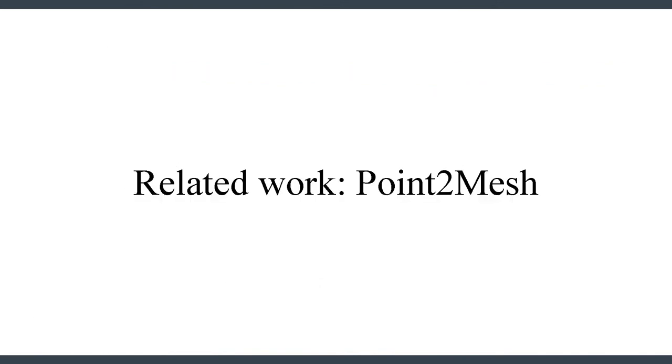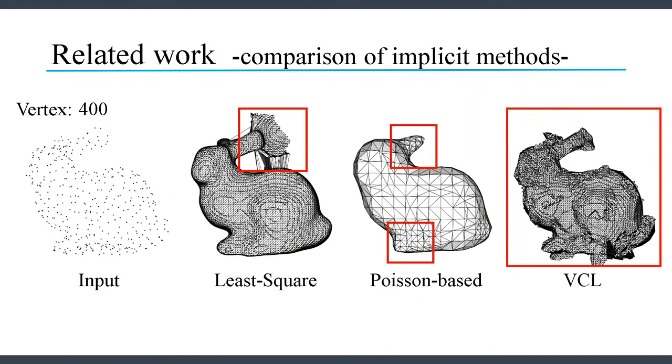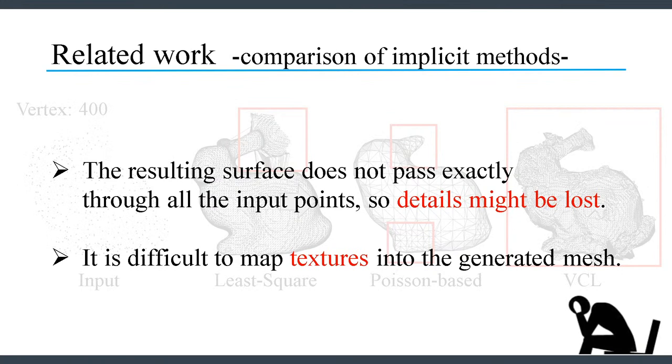At first, we investigate existing point-to-mesh methods. As you know, implicit approaches compute a scalar indicator function in the 3D space, and they can robustly create a smooth surface that approximates noisy data well. We first tried to apply an implicit method to our manual point data. However, the result has some artifacts like this. In addition, a common problem is that the resulting surface does not pass exactly through all the input points. In our case, all the points have been carefully placed, so the resulting surface is expected to pass through all the points. This is undesirable for a user-defined point set.